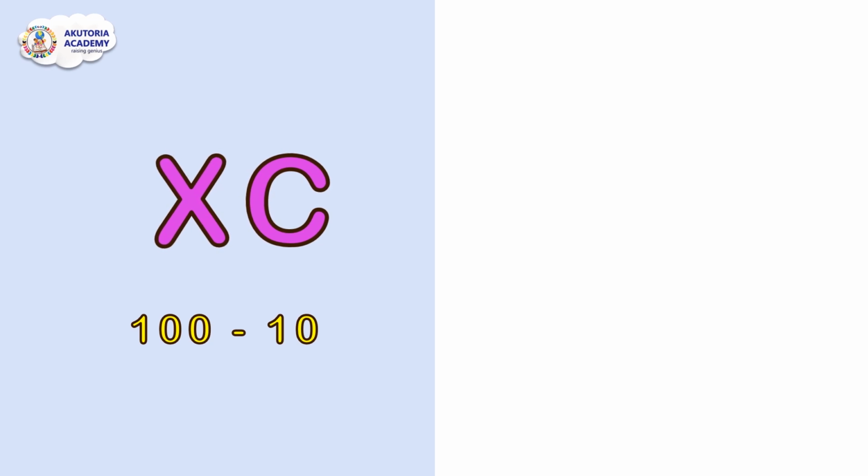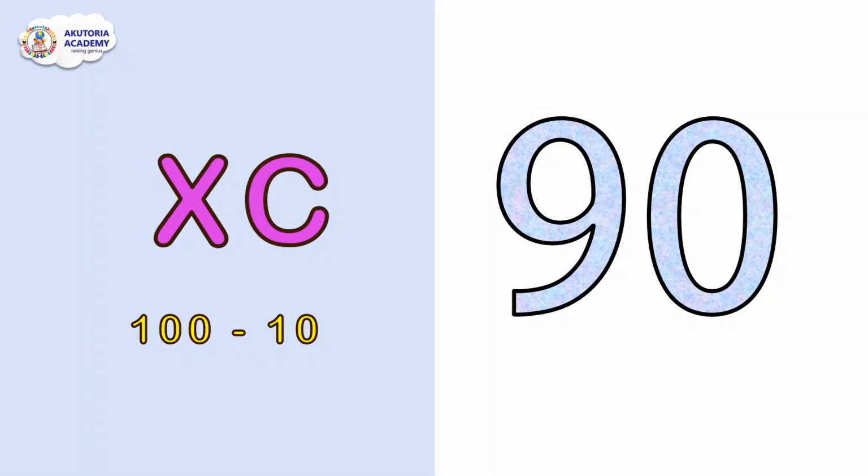Remember our rule: when a smaller number is added to the left hand side of a larger number, we'll subtract the smaller number from the larger number. C is the larger number, X is the smaller number. So X is at the left hand side, therefore we'll say 100 minus 10. And 100 minus 10 is 90. So XC in Roman numerals stands for 90.